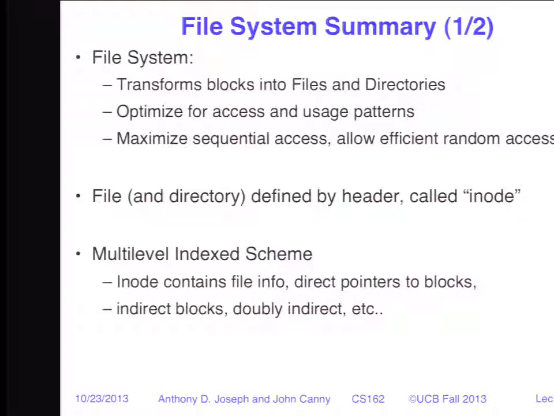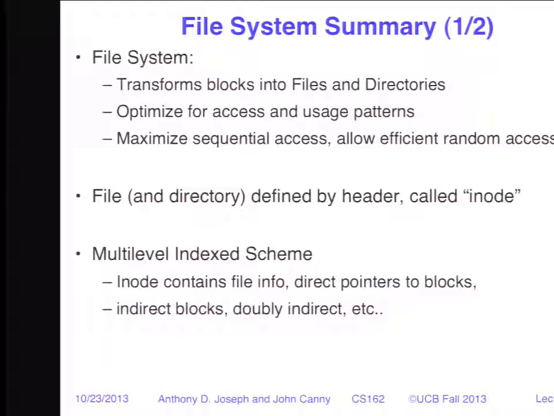Okay, so summary. A file system takes and transforms our drive with its blocks into files and directories. We all use file systems every single day. We want to optimize for the access and usage patterns, so small files and sequential access modes. But we want to support other ones, like efficient random access and large files, because those exist. Files and directories are defined by an inode. That's our file header.